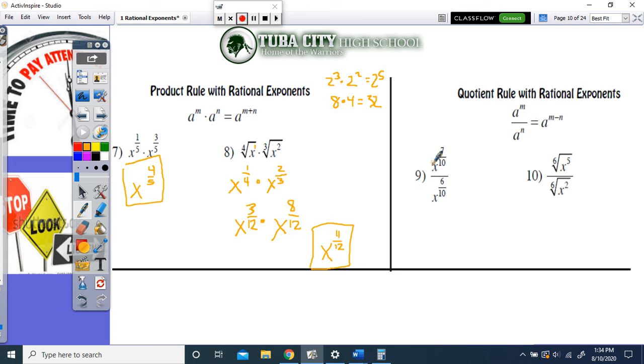So let's go ahead and break this down. First thing we've got to check is that the base is the same. My base is x for this one, and they are both x, which is good.